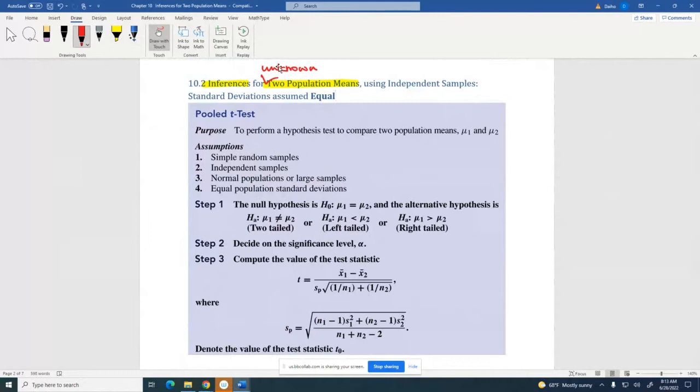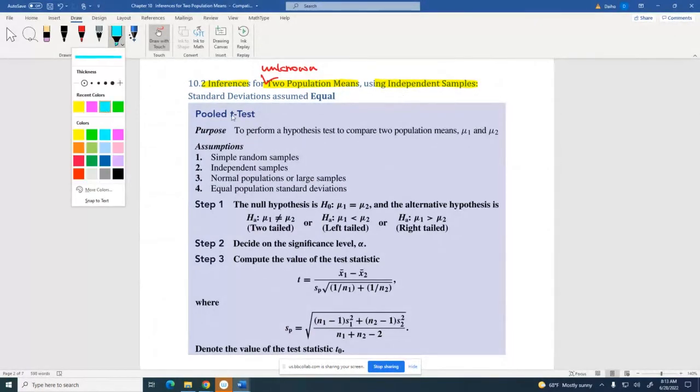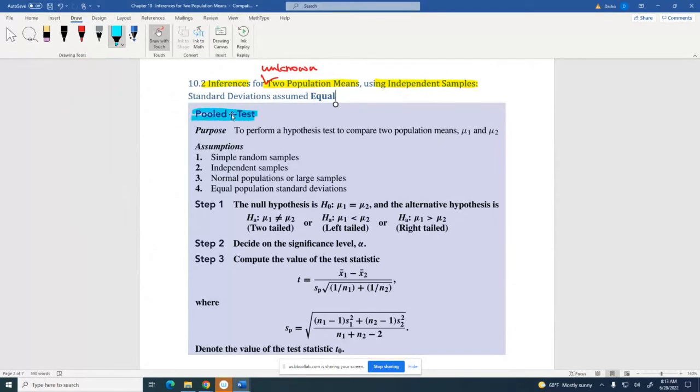Two population means using the independent two samples. We named it the pooled t-test. When you read the textbook, absolutely we have a z-test, right? But I don't want to take care of the z-test. We are going to take only the t-test. Absolutely, it is almost the same idea.